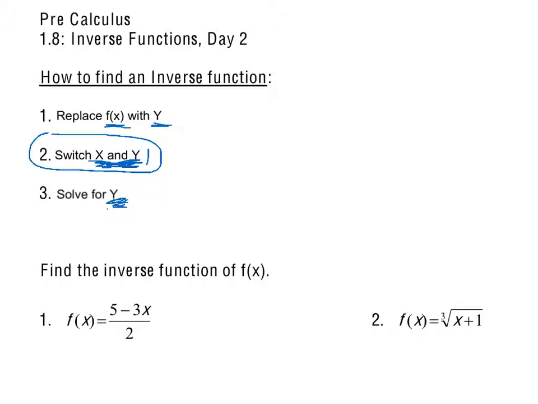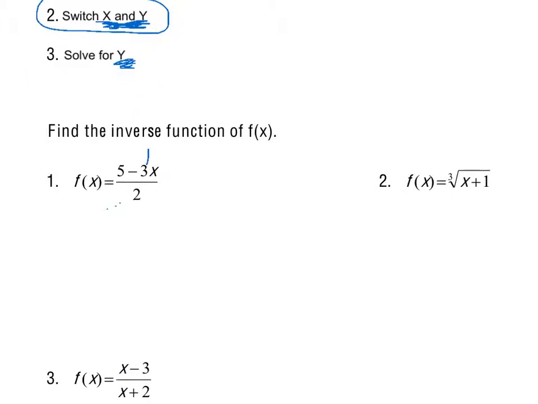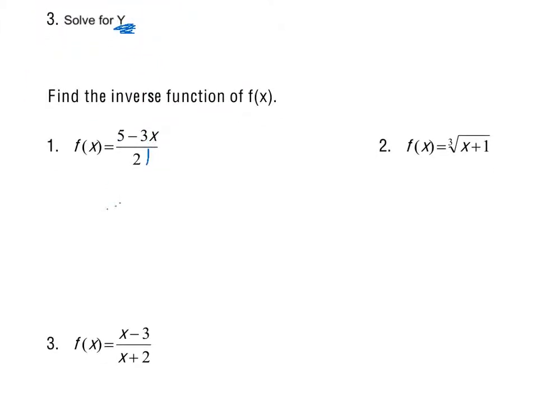All right, let's look at the first example. We have f of x equals 5 minus 3x over 2. If I follow the directions, I'm replacing f of x with y. So then I can just write it as y equals 5 minus 3x over 2. Then second step, I switch the x and the y. So then it becomes x equals 5 minus 3y over 2.